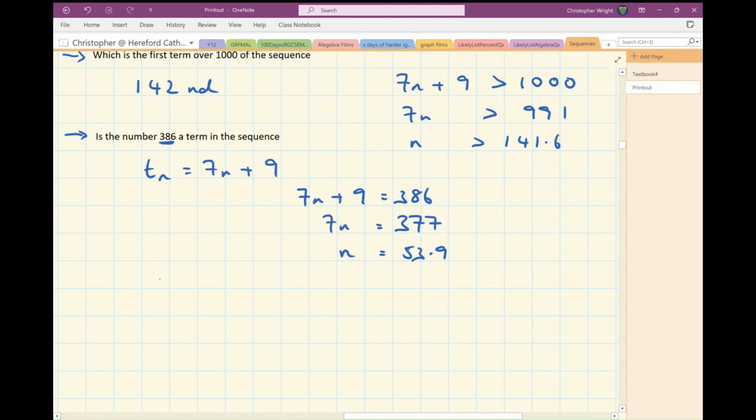So the answer to the question is no, 386 is not a term in the sequence. It's not the 53rd term, and it's not the 54th term. It's somewhere in between. So it is not a term of the sequence.